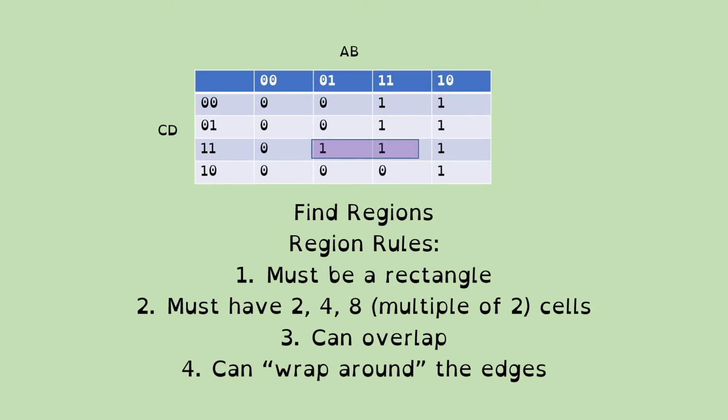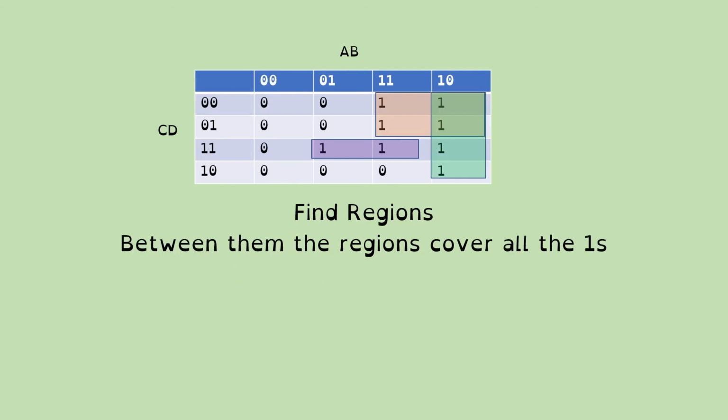Here's another region, which covers just a couple of ones in the middle, and if we combine all of them together, we can see that between all these three regions we're covering the ones. The orange region and the green region are overlapping, and that's allowed within our rules. In fact, that's part of the power of K-maps, to use these overlaps. So between these three regions, we're covering all the ones.